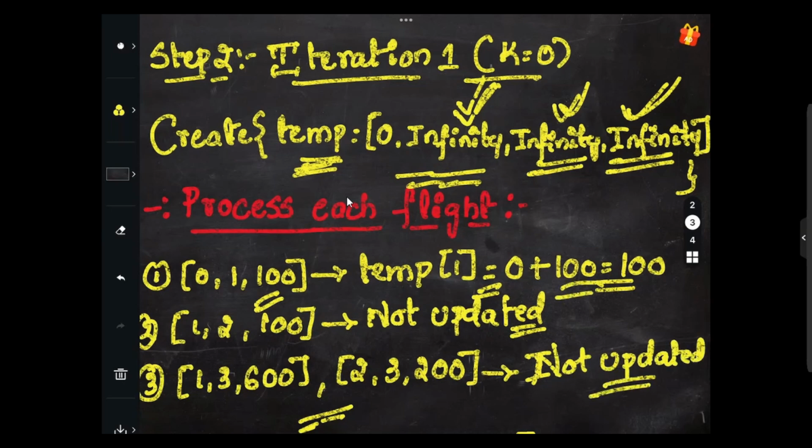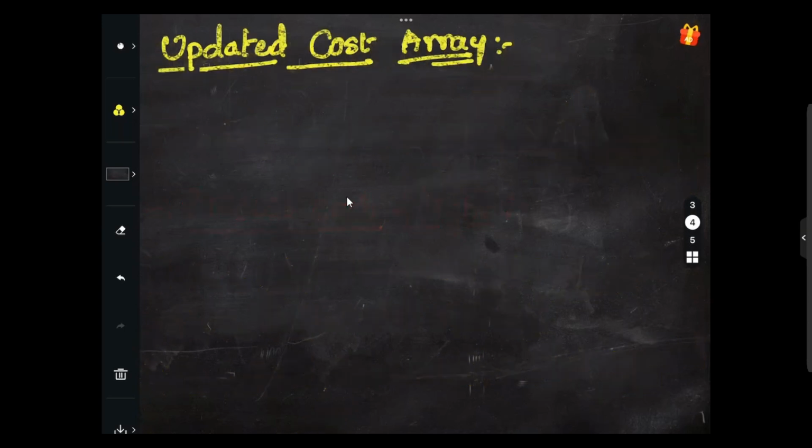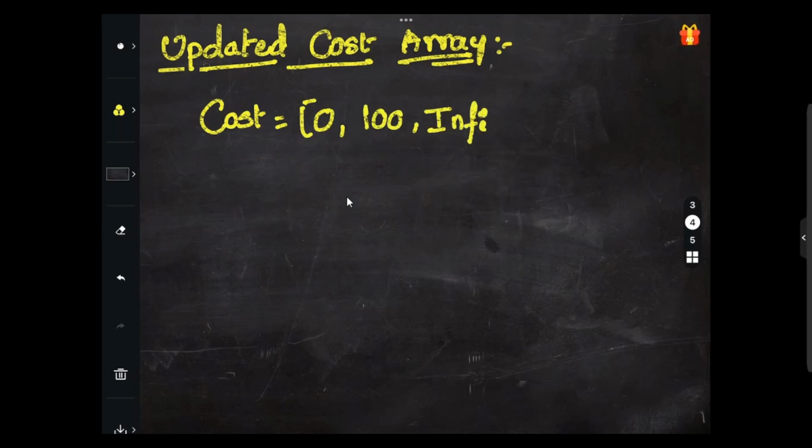So temp of 1, whatever we have written here, will be 100 basically, the first one. Updated cost: cost here equals initially 0, cost of 1 will now be 100 as we got 100, and the other two will be infinity itself. So infinity and infinity. I hope this is clear. This is the updated cost array.